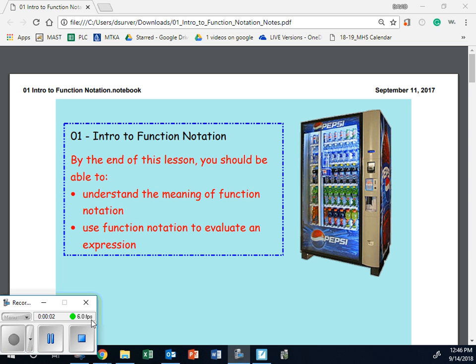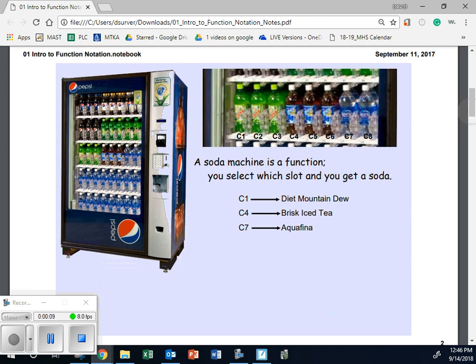Okay, for today, our goal is to teach you about function notation. All right, so let's get right to it. We have a lot to do today.